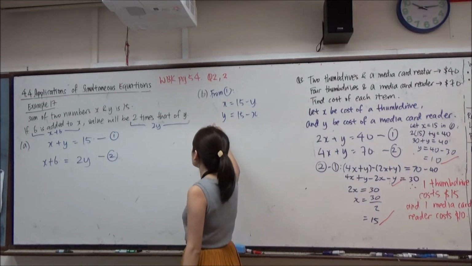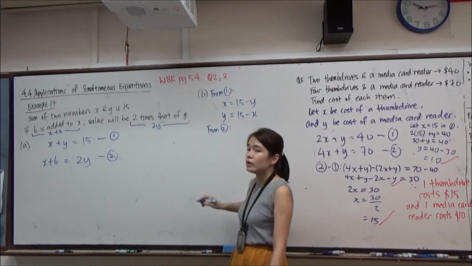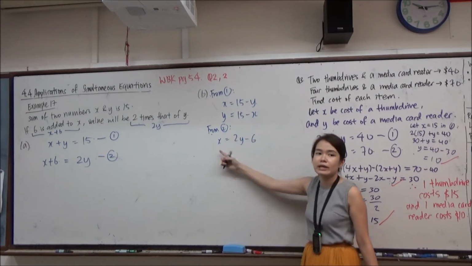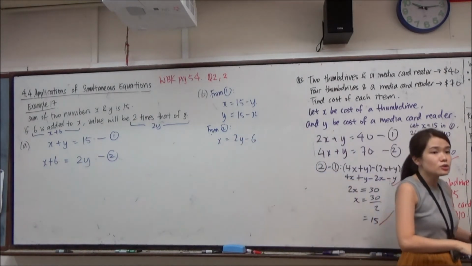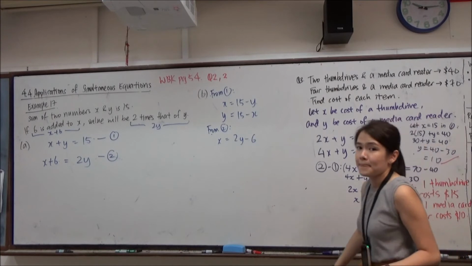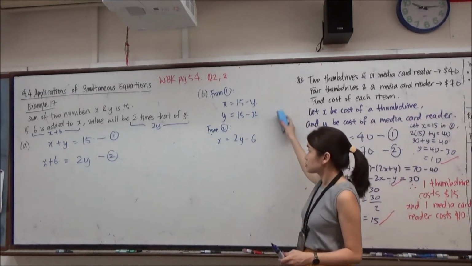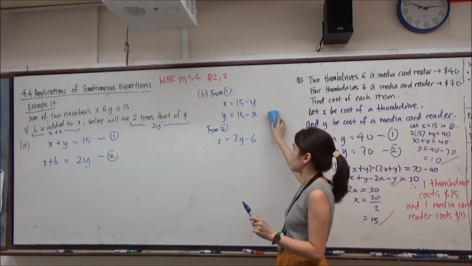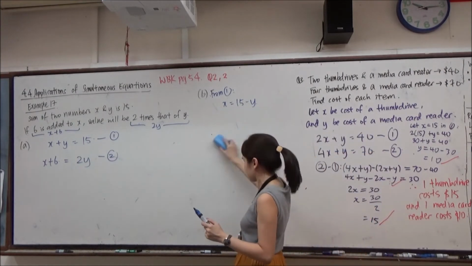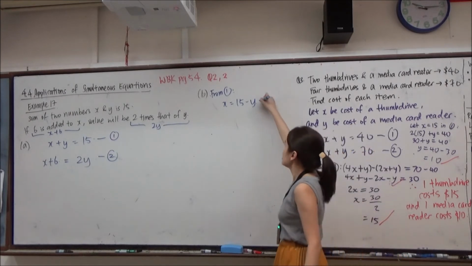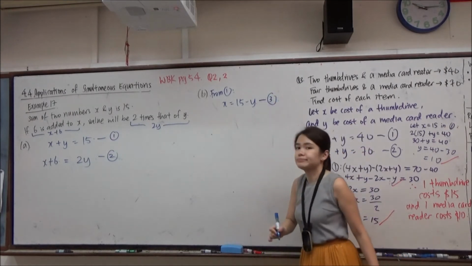And then from equation 2, what I can also do is have the 6 move over to the right to get x equals 2y minus 6. So these are all the possibilities. You just have to choose one of them to work with if I want to do substitution. So I only want to choose one. Let me just choose the first one, x equals 15 minus y. So I use that as equation 3.